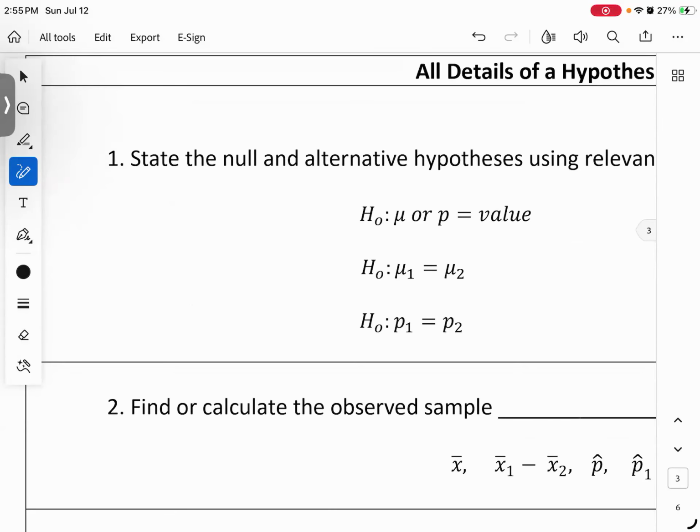And for your null, this one here is the structure anytime that it's going to be about just a single group. And then these are the two that you use whenever you're doing means or proportions, and there's two groups involved where you're trying to say maybe both groups are the same. Someone's trying to say the same average, same proportion for both groups. There's no difference between them.